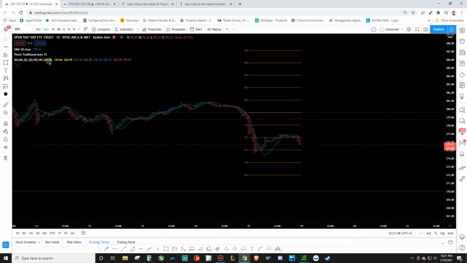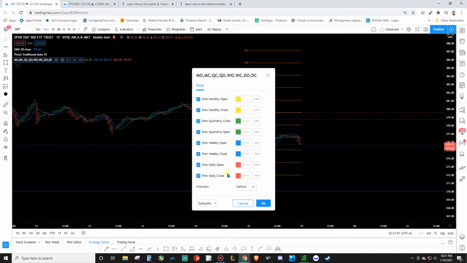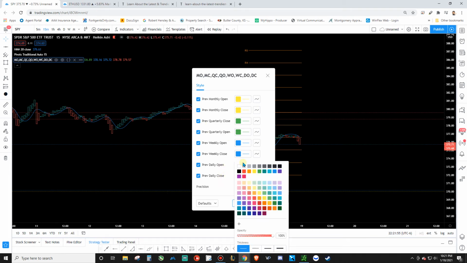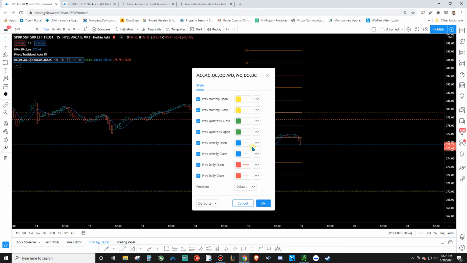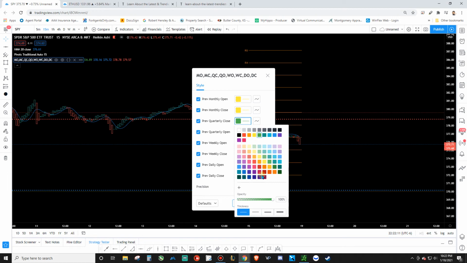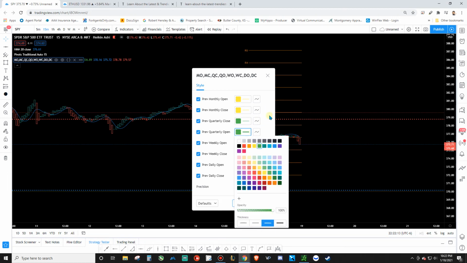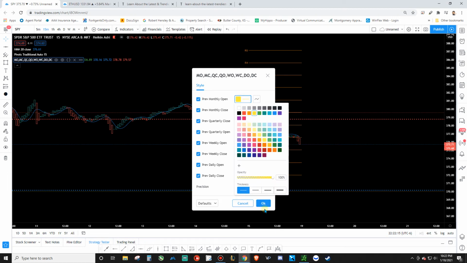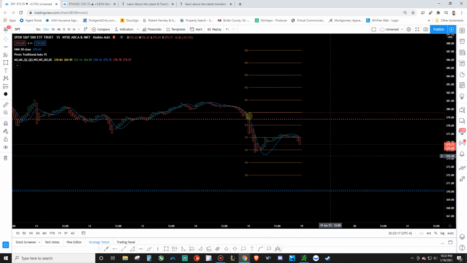I can never really tell. Let's see if I can tell which is open or close. So let's just do this. The previous day open is going to be, let's just make it bigger. Okay. So that's the open. And so all the opens are going to be big. And then all the closes. Okay, so that's a previous open.